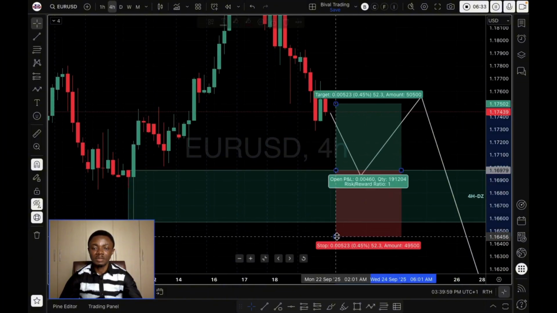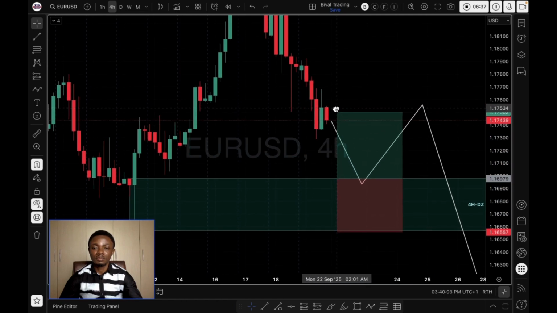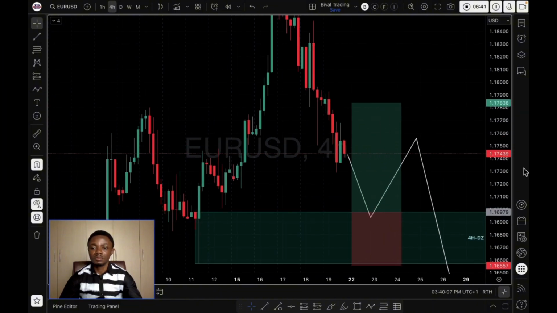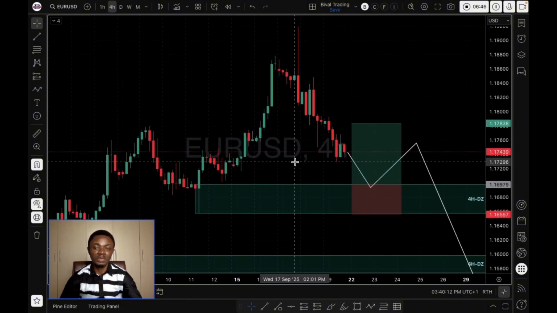This is my entry there, stop loss below, and then begin to target at least 1 to 2. Okay, so that's what I'm looking out for on the 4 hours time frame on EURUSD.